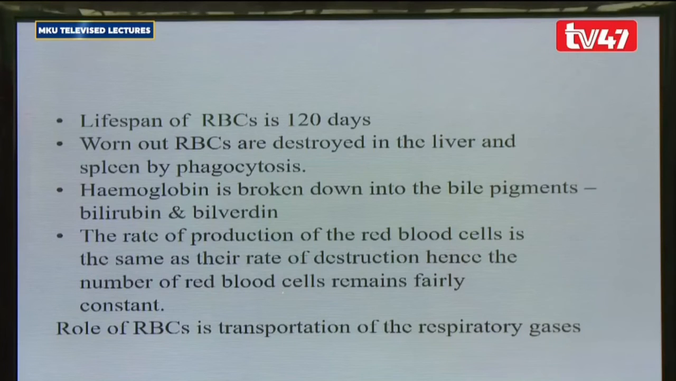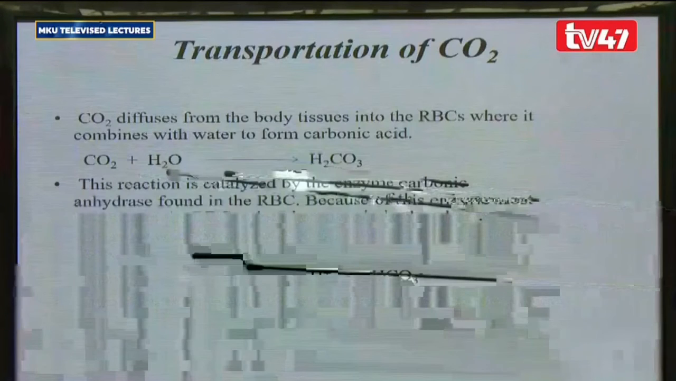The bicarbonate ions move out of the red blood cell and into the plasma, carrying the carbon dioxide with them. So most of the carbon dioxide is transported in the form of bicarbonate ions. As the bicarbonate ions are carried away, the hydrogen ions are left behind, and they can cause the red blood cell to become acidic in nature. When the red blood cell becomes acidic, that can lead to the death of the red blood cell.